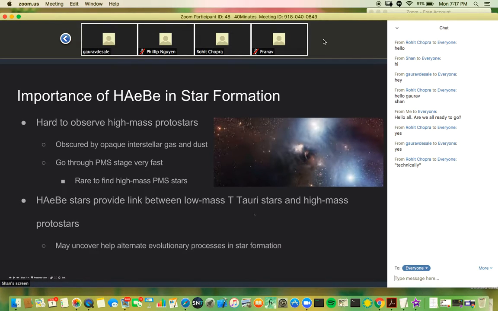The reason is that there's usually a lot of interstellar gas and dust covering the star, and those heavy protostars are accreting material at such a huge rate that they go through the PMS stage very fast. So it's hard to catch many heavy mass protostars going through the PMS stage right now. But with these Herbig stars, scientists think they can provide the link between the low mass T-Tauri stars and high mass protostars, because there might be other processes that help heavy mass protostars form.